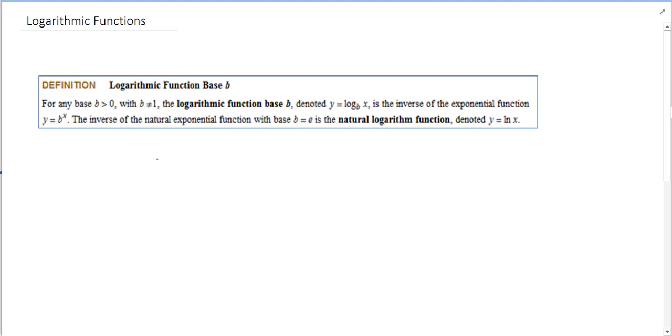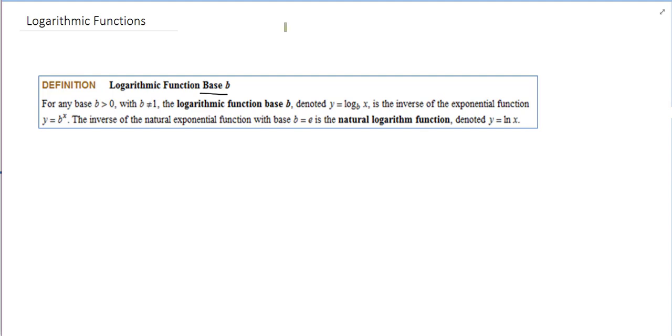Hey there, in this video we're going to continue our review of functions and we're going to talk about logarithmic functions. So what is the logarithmic function? Here I have it broken down by base b, so any base really. For any base b greater than 0, a positive number, with b not equal to 1, the logarithmic function is log base b of x.